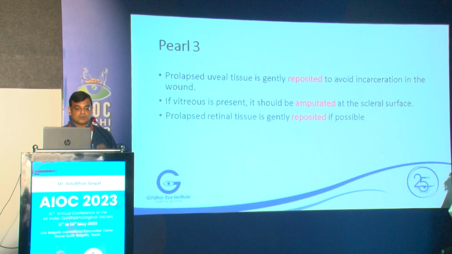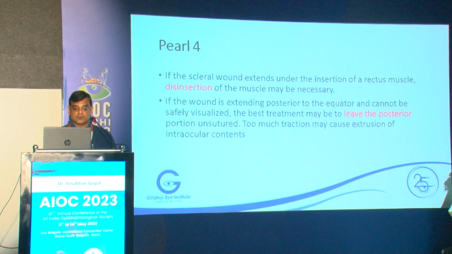So very important is, we should not cut blindly whatever is exposed from the wound. It can be uvea, it can be retina. So if you examine the wound properly, if it is retina and uveal tissue, you have to reposit it. If you are seeing vitreous, you can remove it, cut it, amputate and suture the wound.